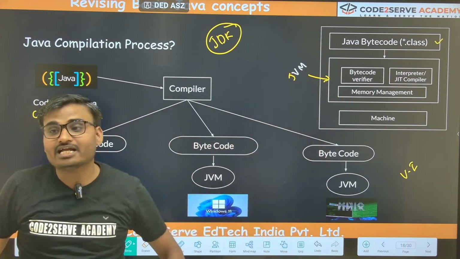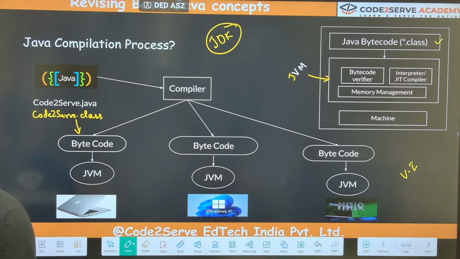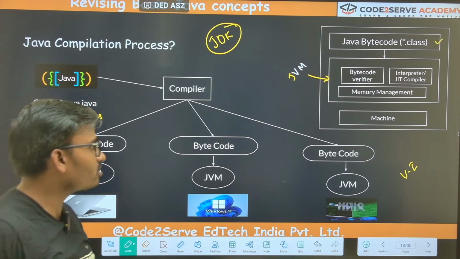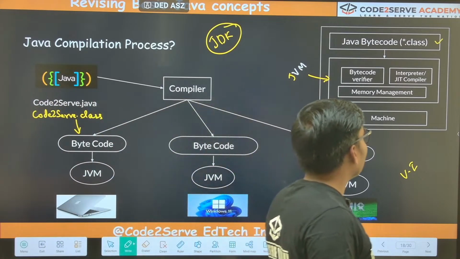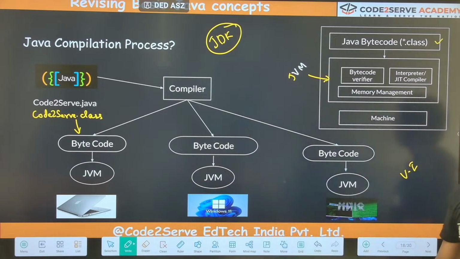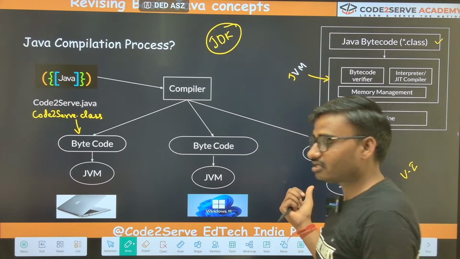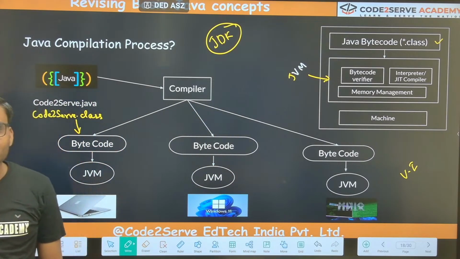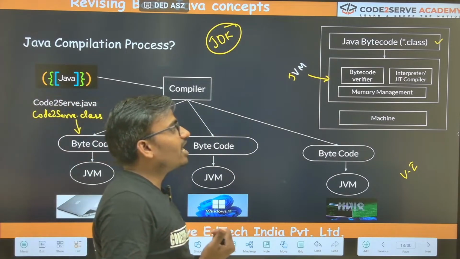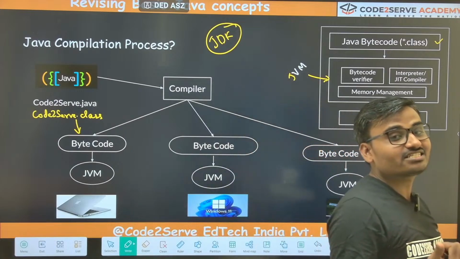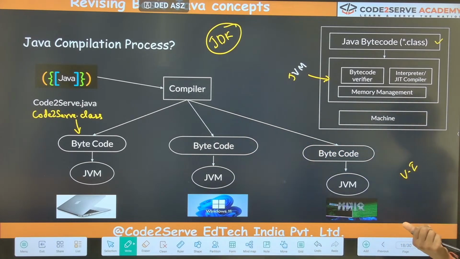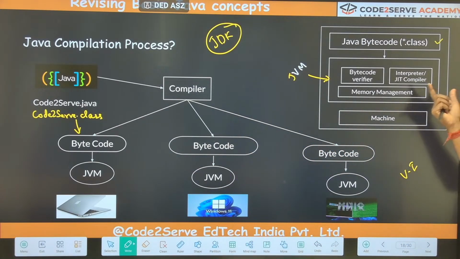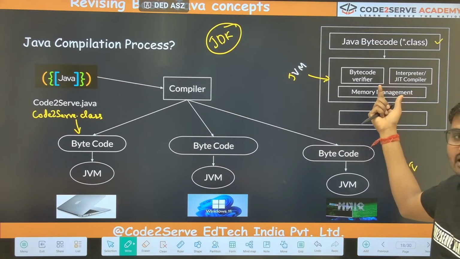Okay. Once it verifies the bytecode is correct, then what happens? There is a JIT. What is the full form of JIT? Can anyone comment it in the comment box, or can anyone answer here? What does JIT mean? You have learned in class 9 what JIT means. JIT stands for just in time compiler. Okay, so this is the name given to the compiler.